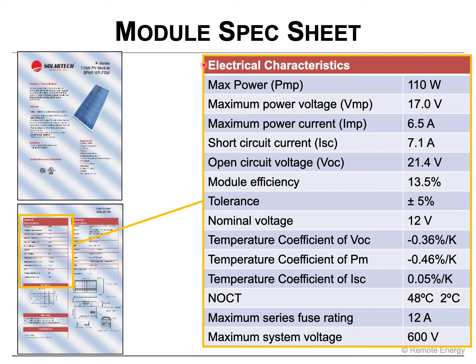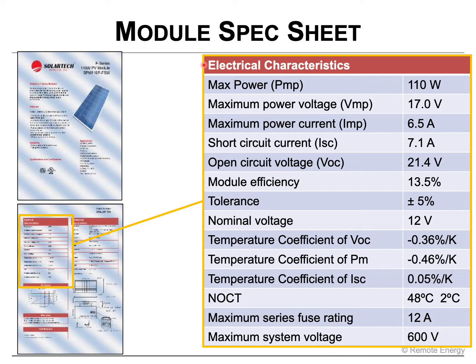Every single module, by every single manufacturer, has to be tested at the lab at certain standard test conditions. So it has to be tested at a certain temperature and at a certain light intensity, so that they can be compared one to another. And then they come up with these electrical characteristics that they put on the nameplate on the backside of the module and on their specification sheet.